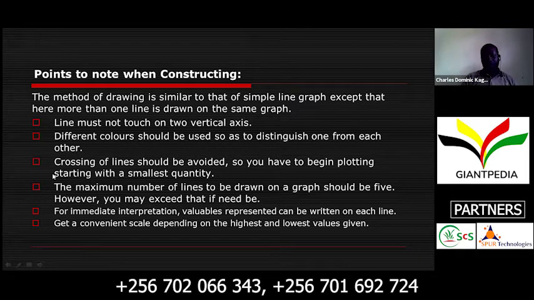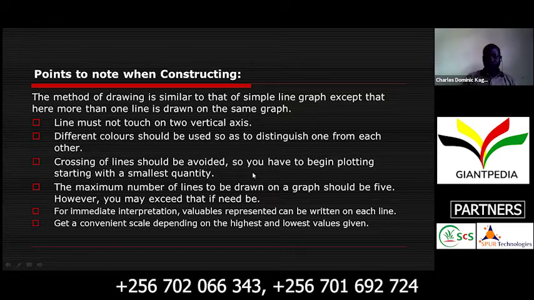Then the maximum number of lines to be drawn on a graph should be 5. However, sometimes you may be given information or data which is more than may be required. So in such cases, you may choose which data to use.